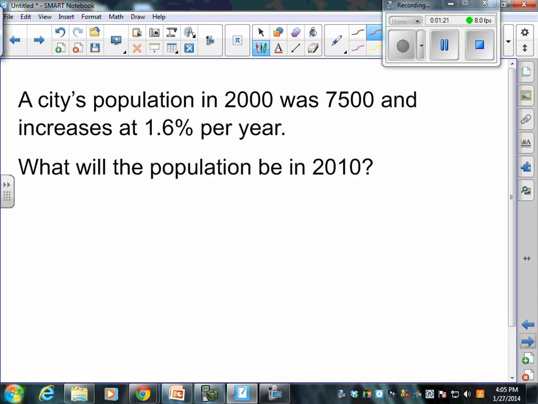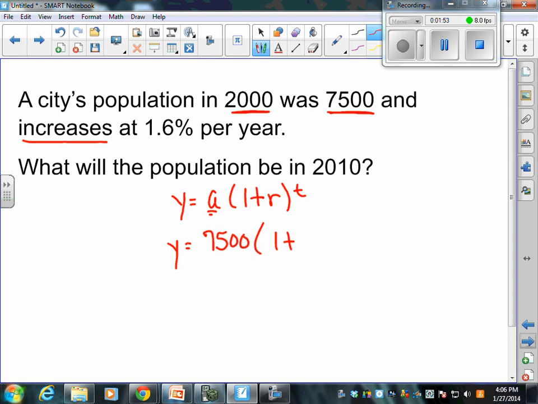A city's population in 2000 was 7,500, and it was increasing at 1.6% per year. What will the population be in 2010? So let's first of all come up with an equation. Since I know that it's increasing, it's an exponential growth problem. So it's a times 1 plus r to the t. A is our initial population. So in 2000, initially we had 7,500 people. R is my percent increase, which is 1.6%, but that would be 0.016, and then to the t.